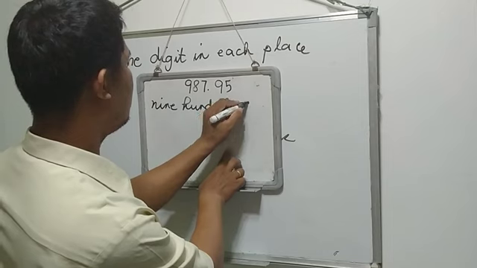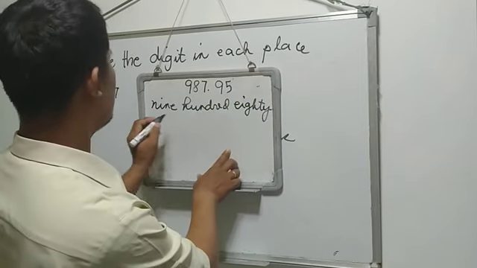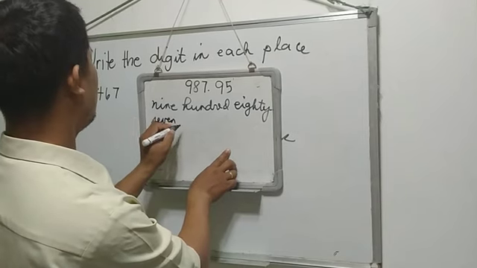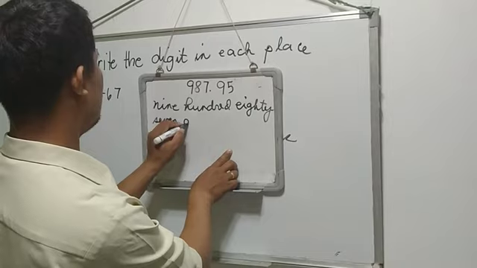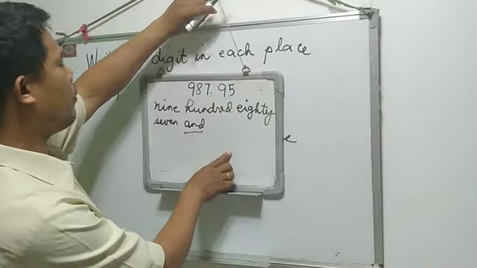980 7 and, look at that, and represent as a decimal point.